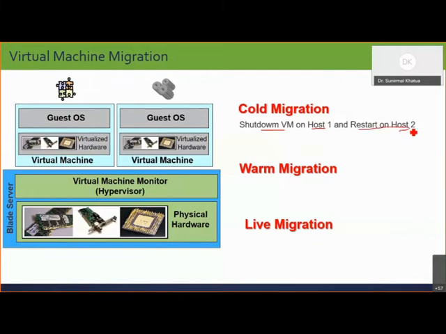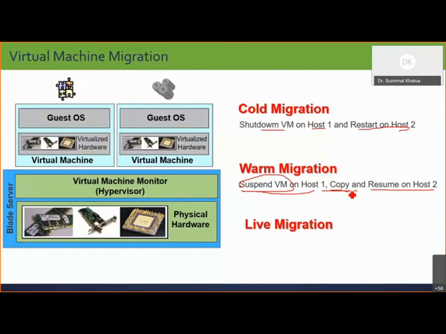The problem of cold migration is that all the previous running jobs are gone. You have to start from scratch, and all the jobs have to be restarted. But this is very simple to implement. In case of warm migration, instead of shutting down, we suspend the VM on host one, and then we copy all the state of the VM to host two and resume on host two. So this will continue the jobs where they were suspended. All the previous states are saved, and we can continue. But the downtime is high due to the suspension for the long duration of the copy.